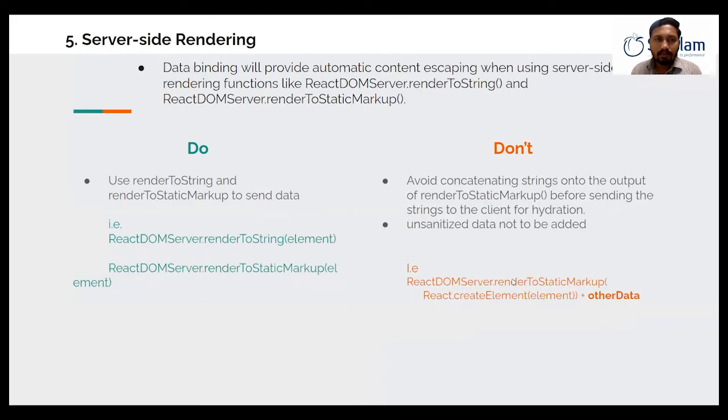Okay, the next one is server-side rendering. In server-side rendering, we have two methods: renderToString and renderToStaticMarkup. Rather than using those kinds of strings, we have to use predefined elements, and not concatenate the data into existing strings or existing data. This is something we have to consider when we are developing a server-side application.